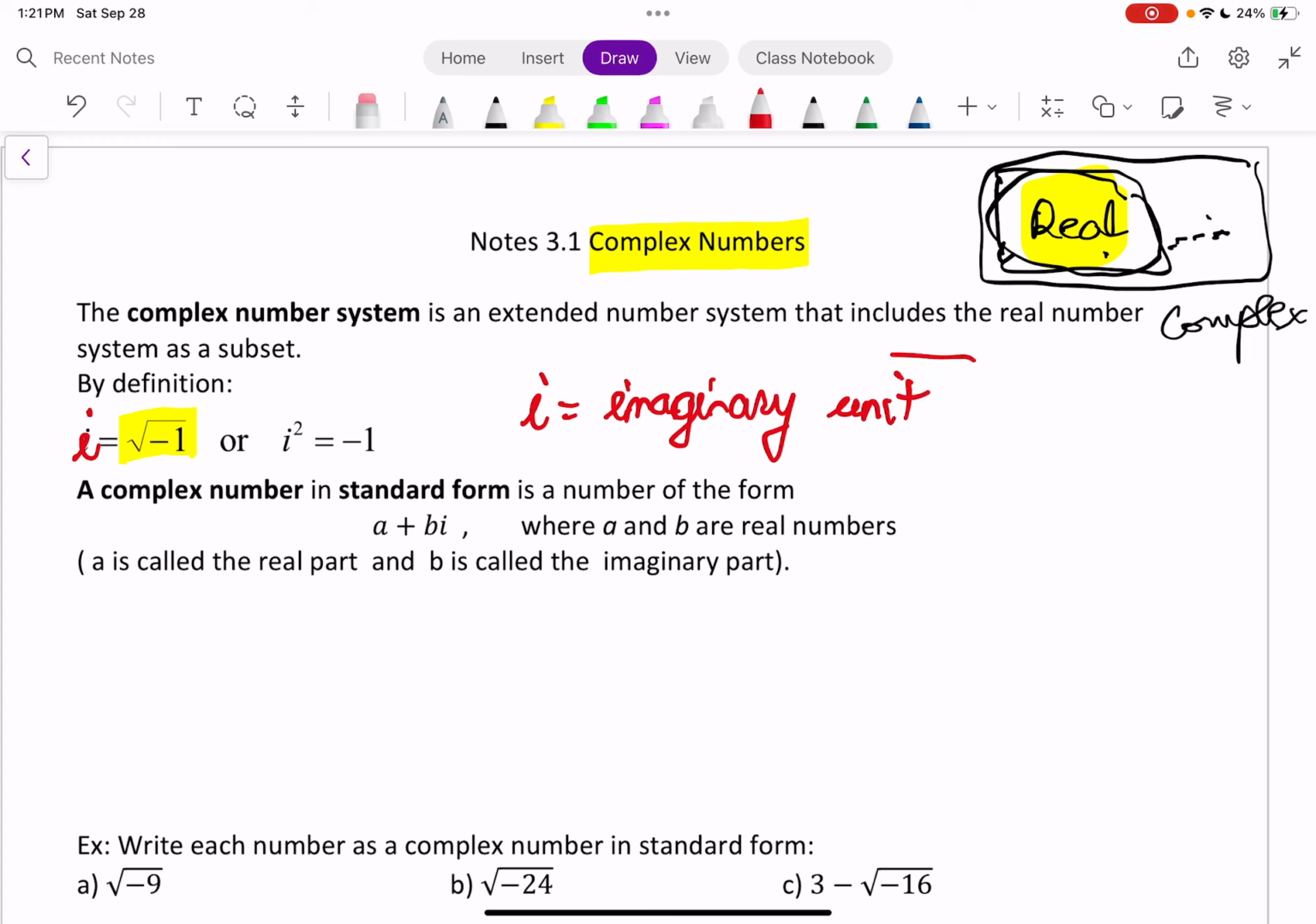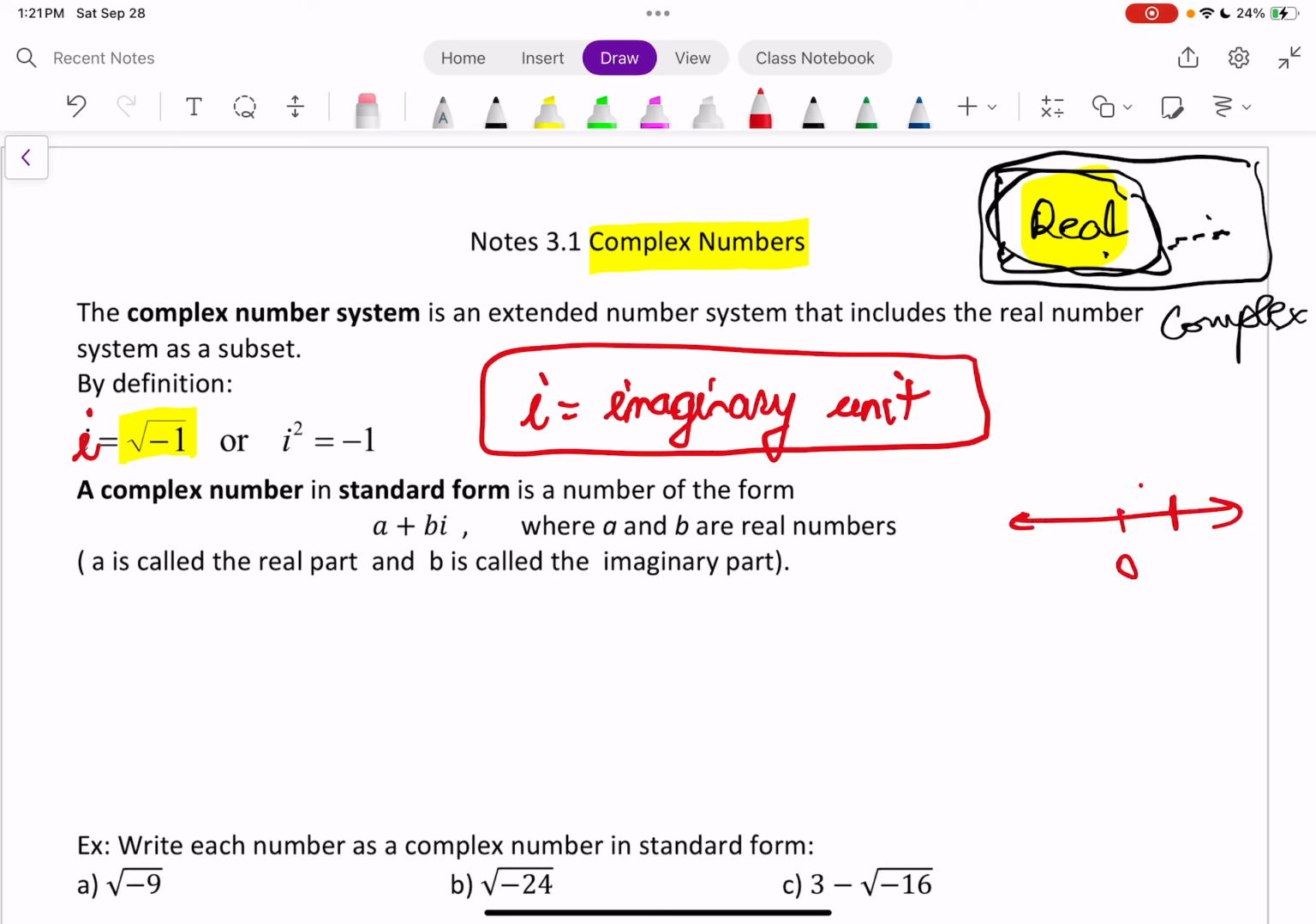Same as 1 is the real unit. Remember how we talked about the real number line? We said here is 0, then pick yourself a unit of measure, right? Pick yourself the 1. And then based on this 1, you can build up your real numbers, yes? So 1 is the real unit, or the unit for the real numbers. i is the imaginary unit on which all the imaginary numbers are going to get built up.